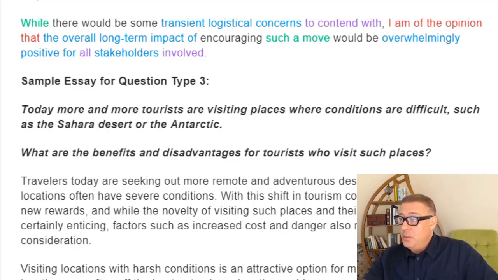Okay, today more and more tourists are visiting places where conditions are difficult, such as the Sahara Desert or the Antarctic. What are the benefits and disadvantages for tourists who visit such places? Okay, so this is pretty clearly simply talking about what the situation is and what are some advantages of the situation, what are some disadvantages of the situation.